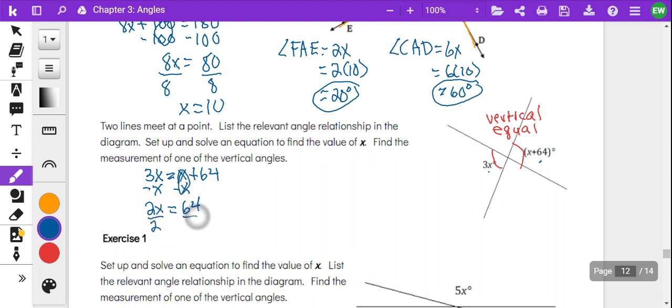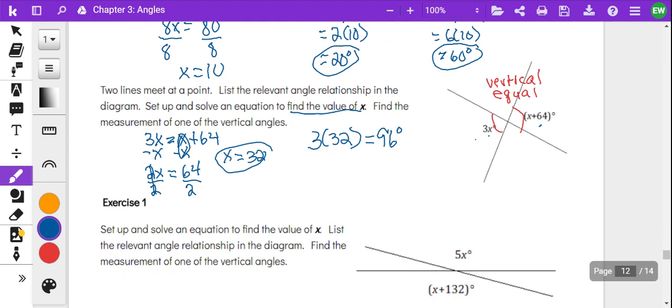So just go ahead and divide by 2 on both sides. So I've got x on the left. 2 into 64 is 32. So now I have the value of x, but I also need to find the measurement of one of the vertical angles. I'm just going to use 3x. So 3 times 32 equals 96 degrees. And if I add 32 to 64, I'm going to get 96 also. Always double check that way.